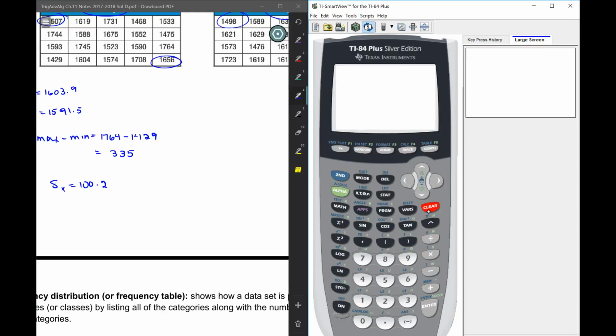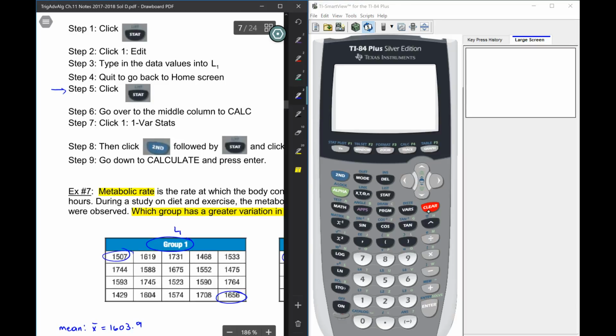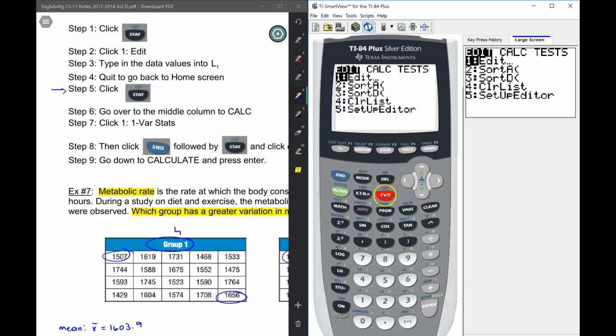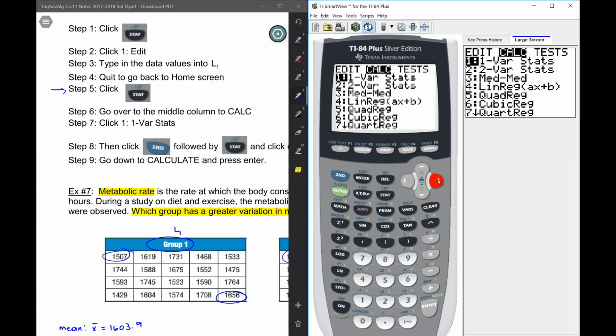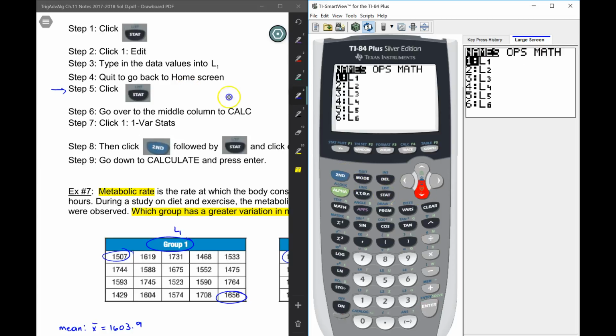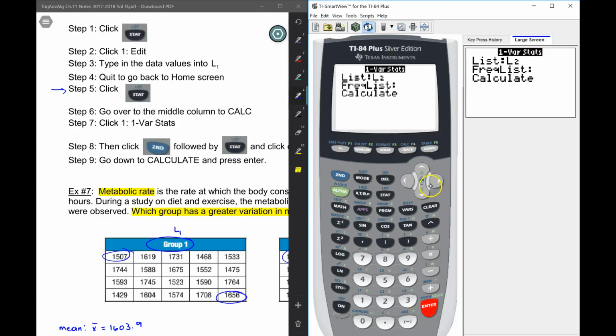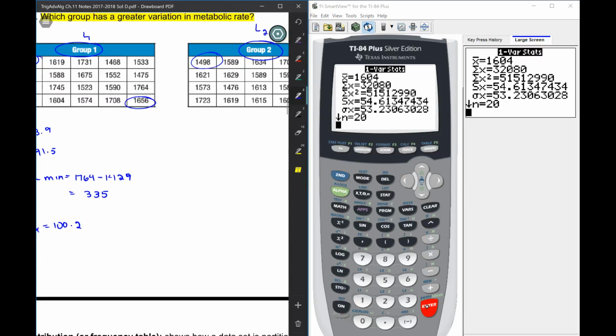Clear this. Let's do the same thing. So here we're going to start with step 5 again. Click Stat. Right tab for Calc. One variable statistics. Now I want list 2. So to change that, second stat, list 2, go on to calculate, enter. Yeah, you just press enter, Max.